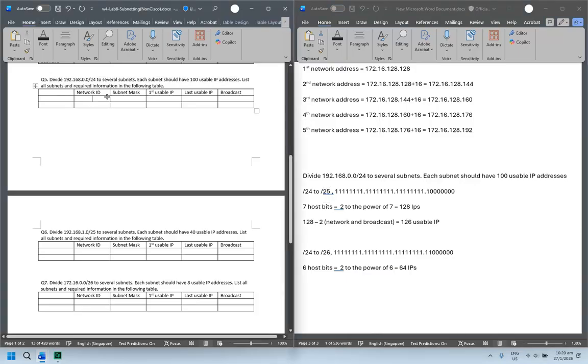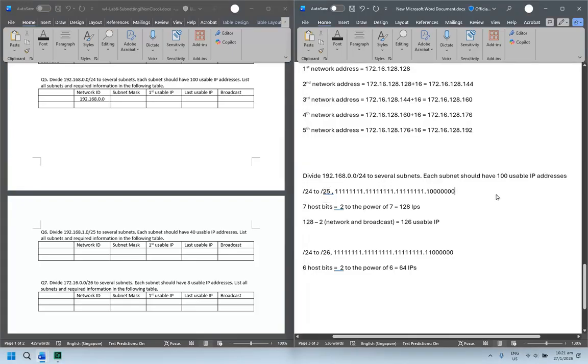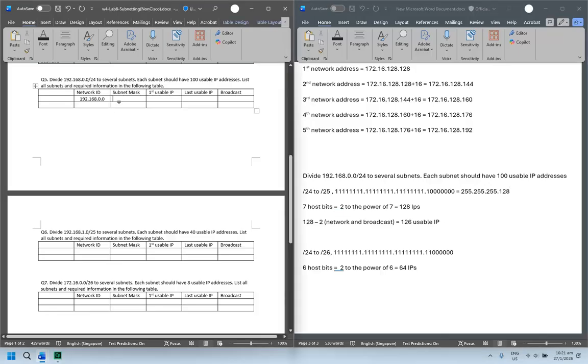Okay, so same thing as what we did for the earlier question. The first address that is given is always the first subnet's network address, and the new subnet mask that I need to use will be a /25, which equals 255.255.255.128. So that will be the new subnet mask that I need to use. Based on what we understand, if I increase by 1 bit, it means that I will have 2 different subnets.